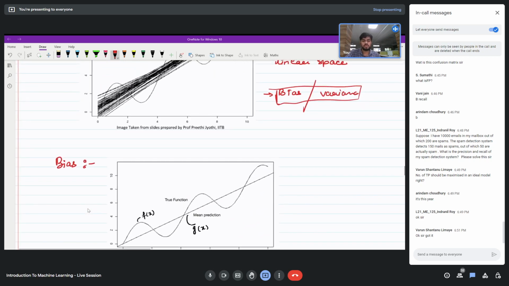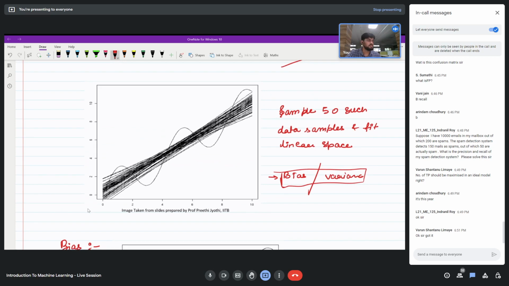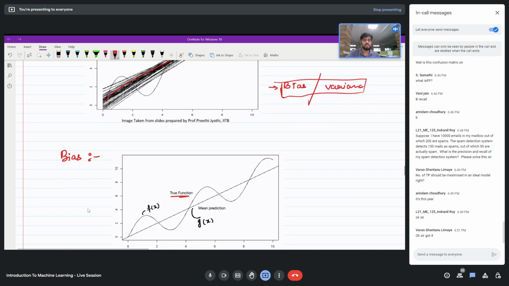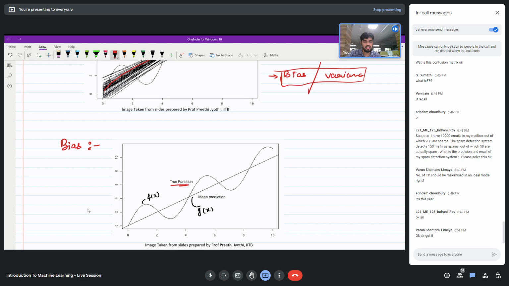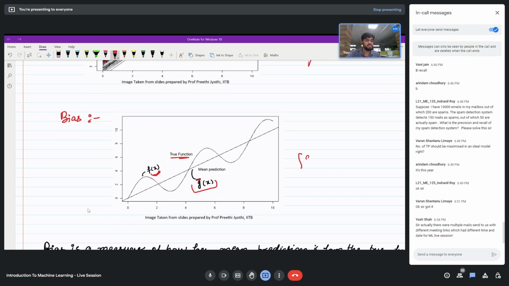So this was your true function. Let's say after taking 50 samples, 50 of these straight lines, you take the mean of these straight lines. Let's say this is your mean straight line. This mean prediction is represented here and it is denoted by g dash x. So how much is this g dash x varying from your f of x?